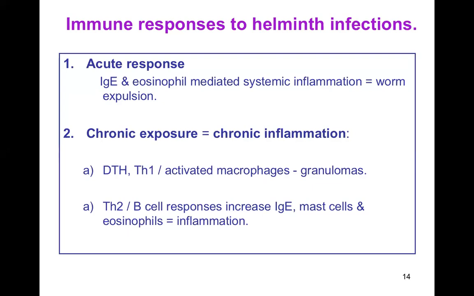And this chronic inflammation will result in what is called activated macrophages piling together, forming what is called a granuloma, a giant cell of activated macrophages. If they lodge in a tissue, they will really disrupt the functioning of that tissue. Chronic exposure can also trigger T helper 2 or B cell responses, which result in the increase of immunoglobulin E, mast cell degranulation, and also eosinophils, everything resulting in what?